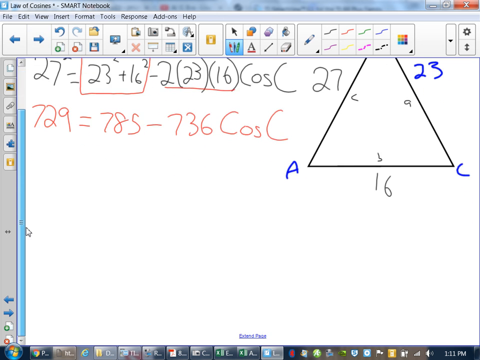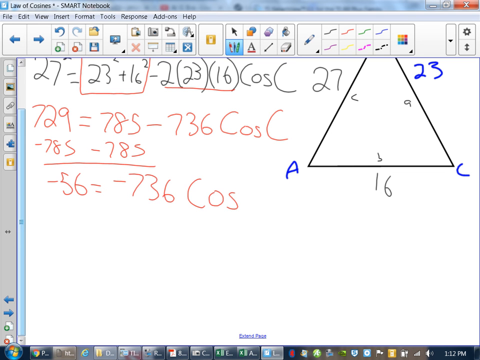So what's your next step then? What do you move first? The largest numbers. The 785. Good. How do you move the 785? Subtract the 785. 729 minus 785 is negative 56. Now this has to equal negative 736 times the cosine of c. These two are being multiplied together, which means you have to divide.